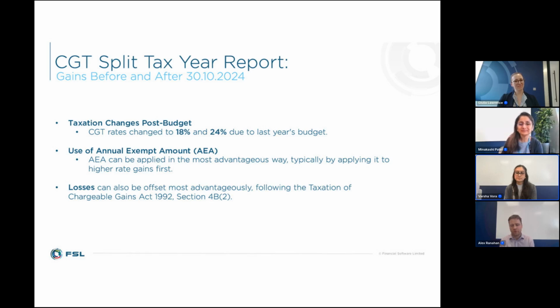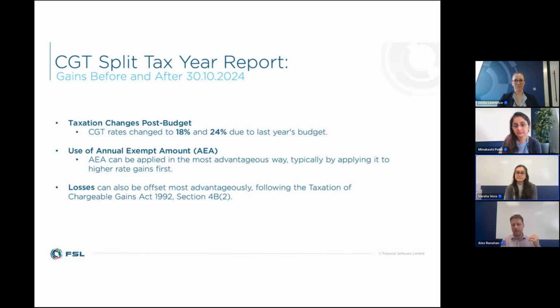I don't know if anyone watching the webinar has had a chance to play with the CGT tool that HMRC released last week or the week before. The way it works is it assumes that all gains in the tax year took place before the budget, and then applies an adjustment to gains. It calculates an adjustment for any gains that were made after the budget, or I should say from the budget, from the 30th of October.